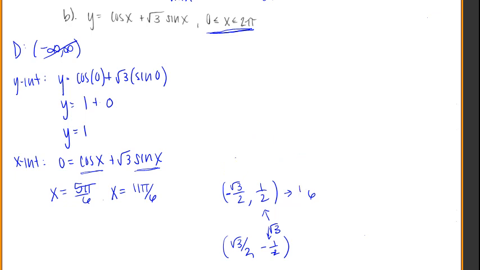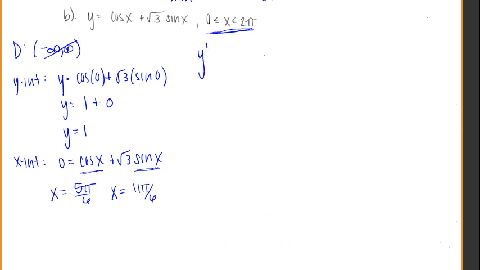So the next step is to go back to our main function and find the first derivative and the second derivative. Taking the first derivative of this function, we get y prime equal to the derivative of cosine x, which is negative sine x, plus the square root of 3 times the derivative of sine of x, which is cosine of x. Setting this equal to 0 so we can find our critical points, we get negative sine of x plus the square root of 3 cosine x.